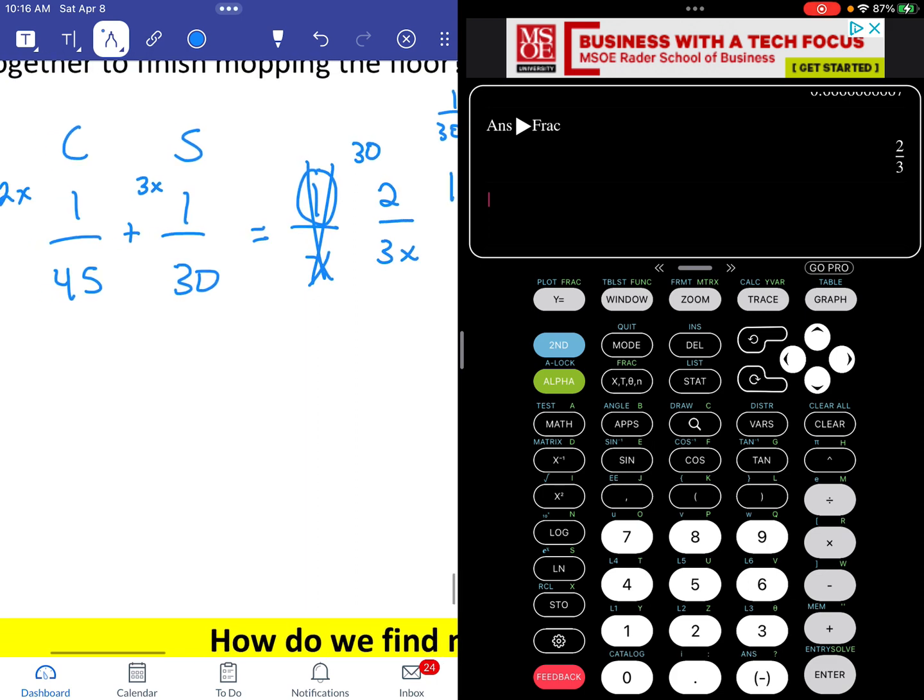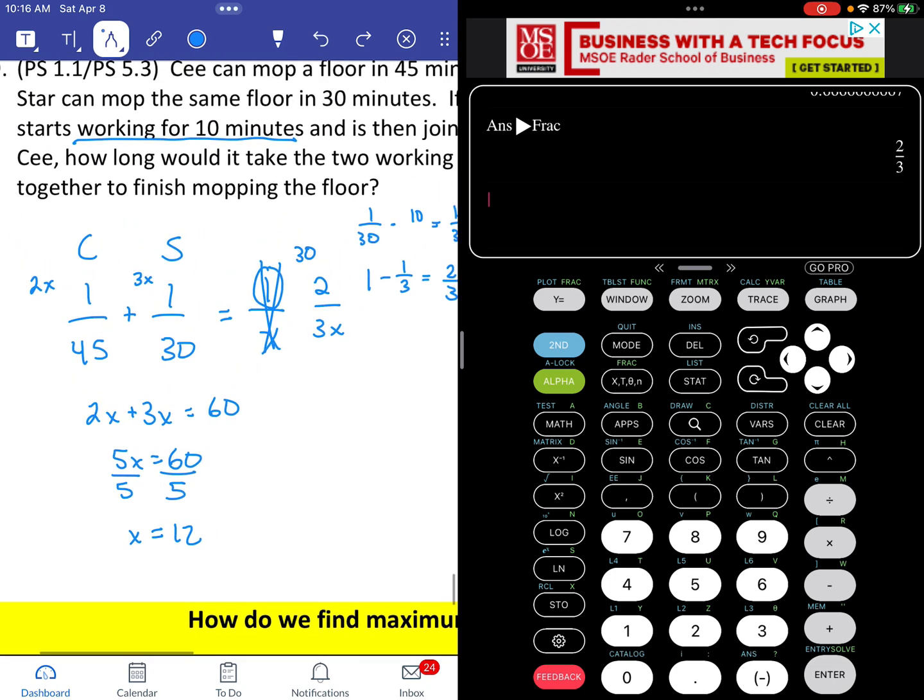So I will have 2x plus 3x equals 60. If I add 2 and 3 together, I get 5x equals 60. Divide both sides by 5, and x will equal 12. Oh, hold on. What are we doing? Minutes.